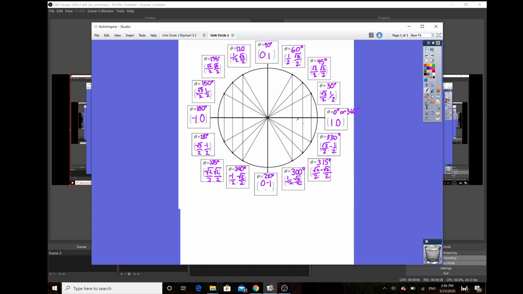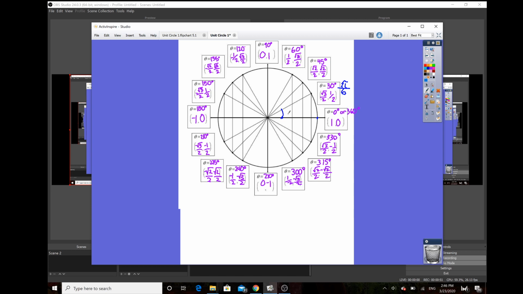This one is 0, the horizon. The position for that point is considered (1, 0), and it's 0 degrees, or 360 if you go around the unit circle. The next position would be considered 30 degrees. In terms of radians, that would be pi over 6, if you try to convert that to radians.